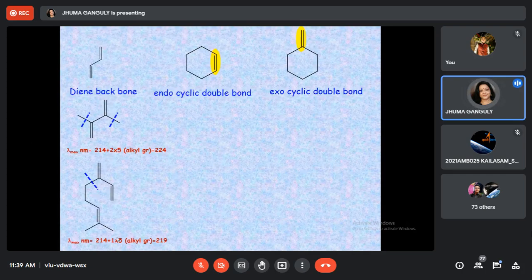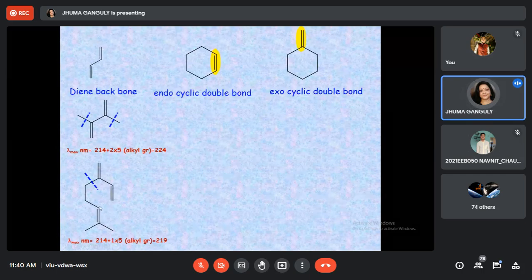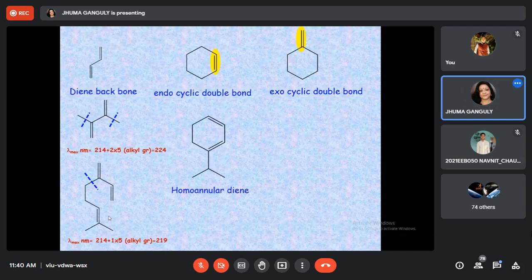You can take this pi bond as part of this butadiene system only if it is in conjugation. Here, there is no direct relation of the diene system with this pi bond. That's why it's just a part of the alkyl group, nothing else. We do not consider this pi bond for the conjugation system.